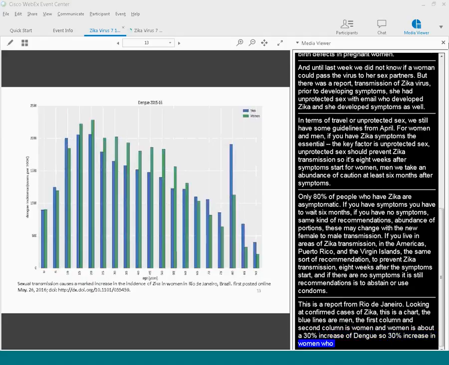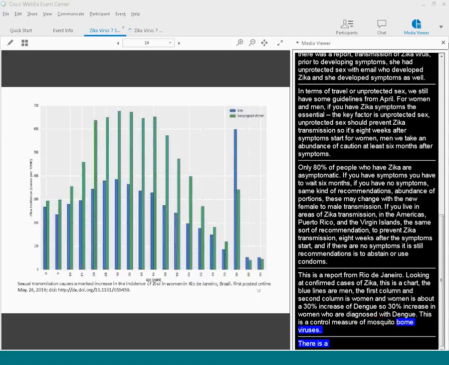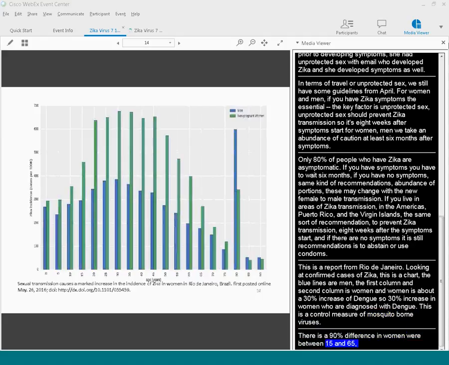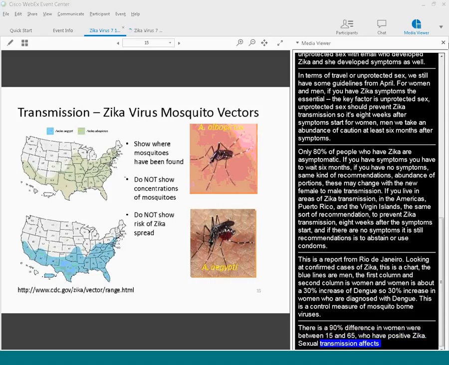If you go to the next slide, though, there's actually a 90% difference in women between 15 and 65 who have positive Zika. So it's thought that sexual transmission really affects women more often, in particular women of childbearing age.